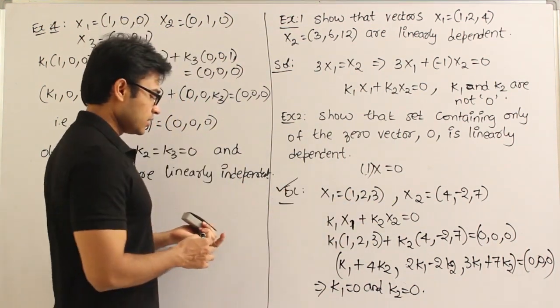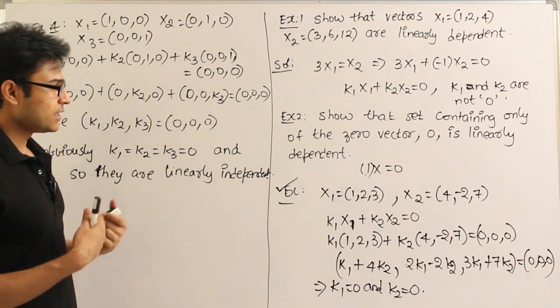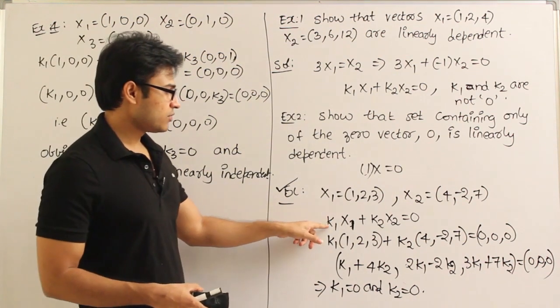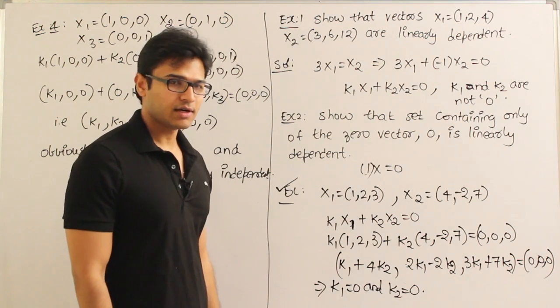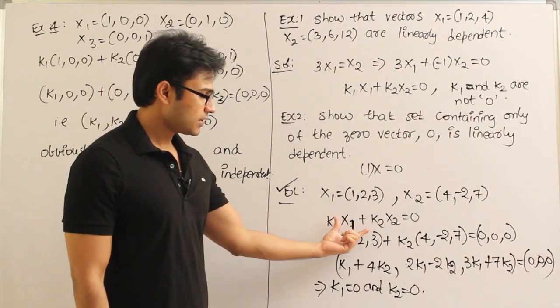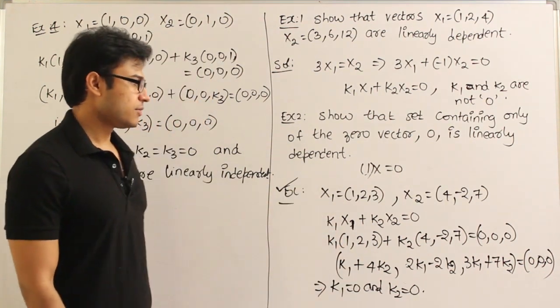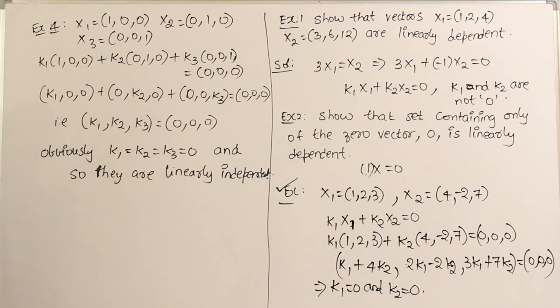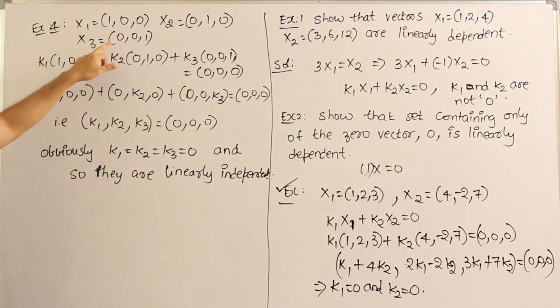I hope you understood the concept. What I am trying to say is, I assume that they are linearly dependent, which means you should be able to find k1 and k2 such that both are not equal to zeros. But here I am able to get this form only when they are equal to zeros. Therefore they are linearly independent. Now what is this one? x1 equal to (1, 0, 0), x2 equal to (0, 1, 0), x3 equal to (0, 0, 1).